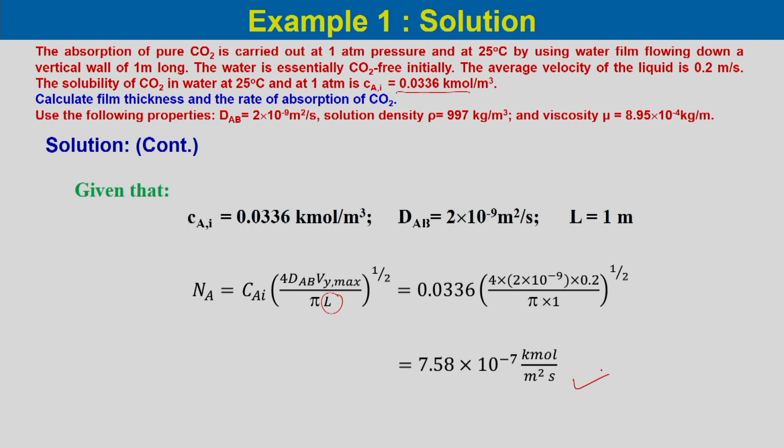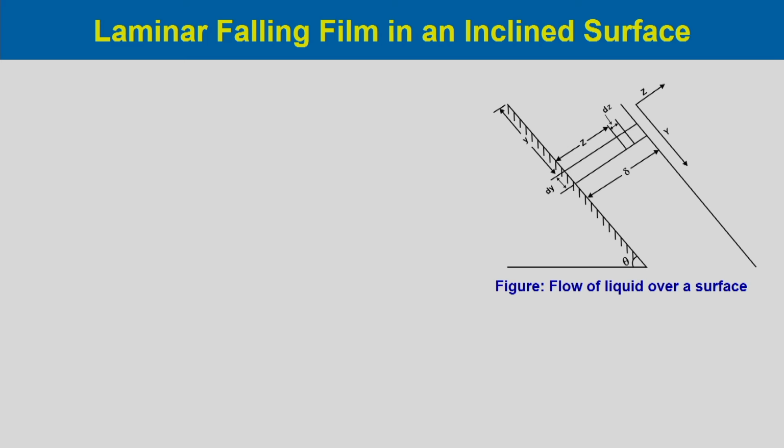So, this is a very simple example which relates to the problem which we have formulated based on the theory we discussed so far for a falling film on a vertical surface under laminar flow conditions. If we have a laminar falling film, but the surface is an inclined surface, in that case how can we calculate the mass transfer coefficient?